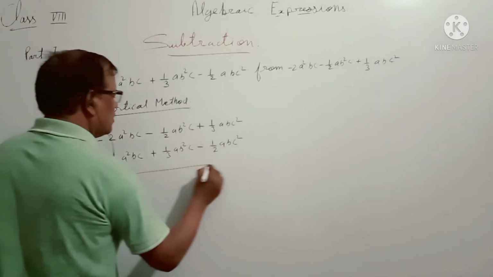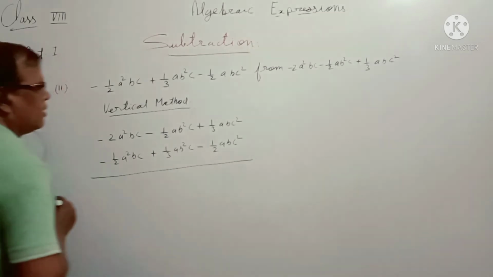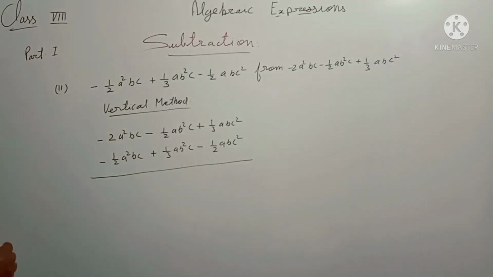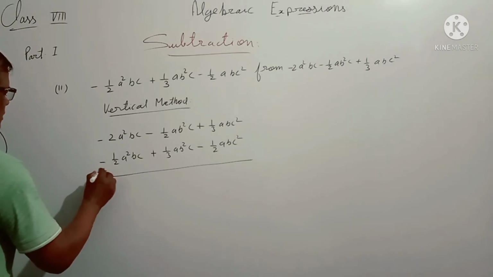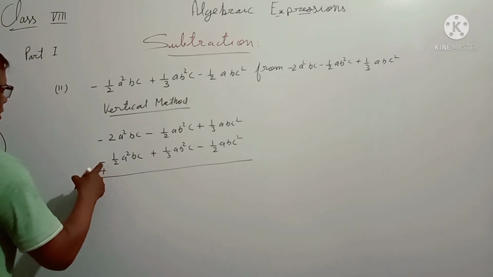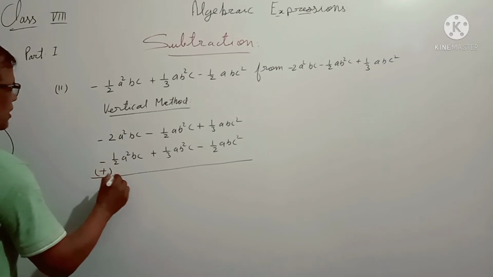The expressions are written as they were given to us, and we will write like terms under like terms. Because we are going to subtract, we will change the sign. As here its sign is minus, we have put here plus.